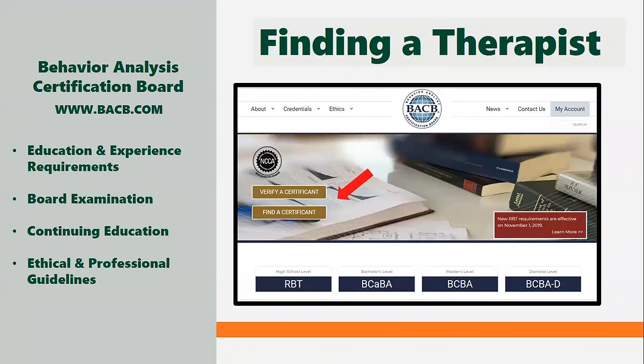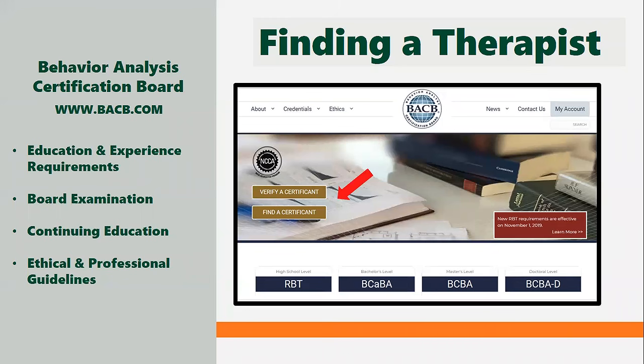So in terms of finding a therapist, I just want to point out that, if you have a good resource, good referrals are always helpful. If you have a physician or someone who can point you in the right direction of a good therapist in your community, that's great. That's probably one of the best ways to find a therapist. But I also just want to share that the Behavior Analysis Certification Board is the most widely recognized certification board for behavior analysts.